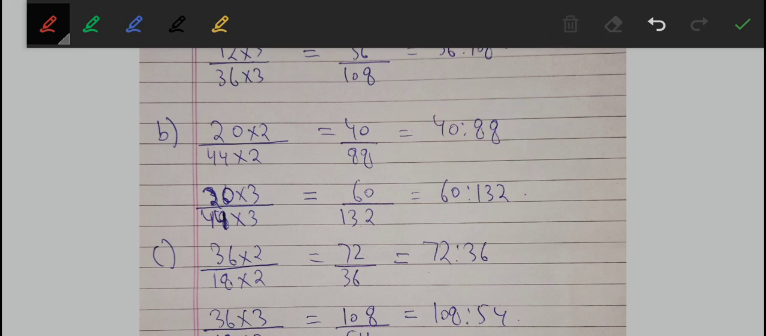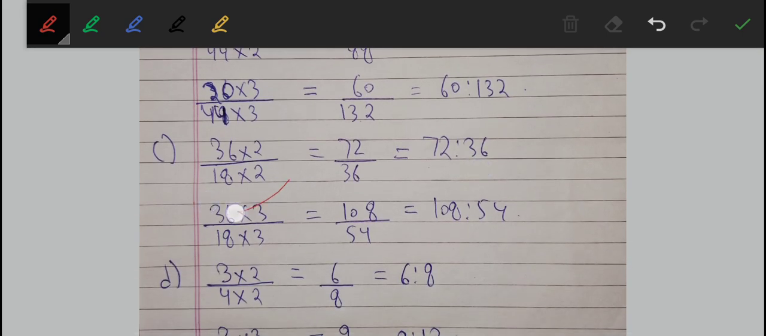Now for the next ratio we multiply by 3. So 20 into 3 and 44 into 3. So students, we have got 20 into 3 equal to 60 and 44 into 3 equal to 132. So the ratio is 60 ratio 132. Now students, in the C part we are provided with the ratio 36 ratio 18. So we first will multiply both the numbers by 2, so 36 into 2 will be equal to 72 and 18 into 2 will be equal to 36. So the ratio is 72 ratio 36.